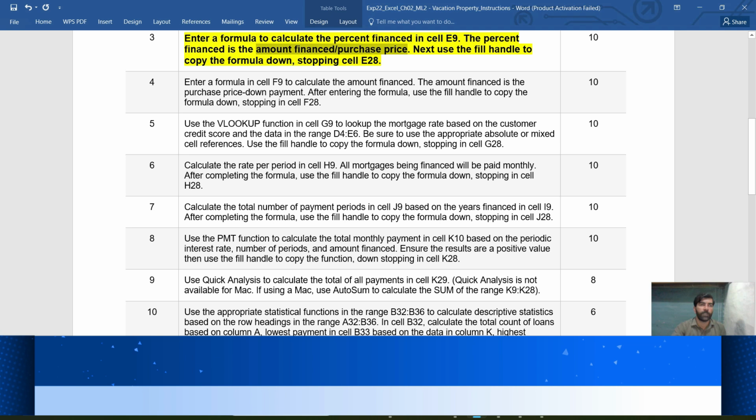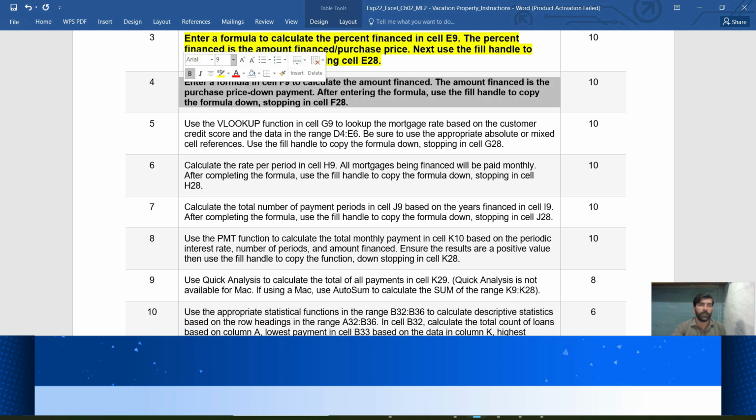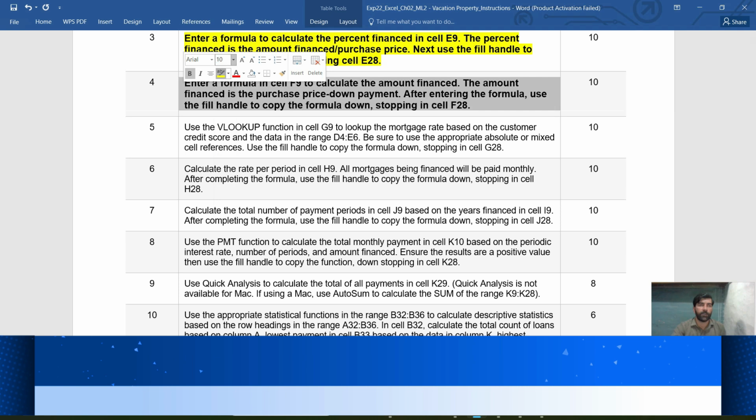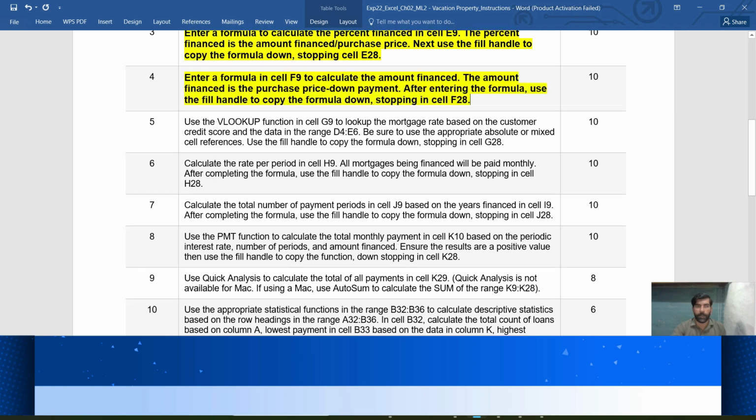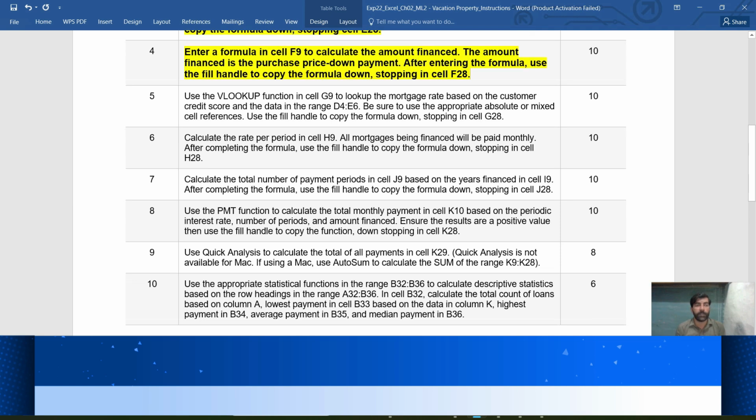Now I move toward step number 4. Bold it and increase its size. Now I highlight it. Step number 4 says to enter a formula in cell F9 to calculate amount financed, and for amount financed you have to know the formula: purchase price minus down payment. This is the formula we have to use in the F9 cell. After entering the formula, use the fill handle to copy the formula down, stopping in cell F28.